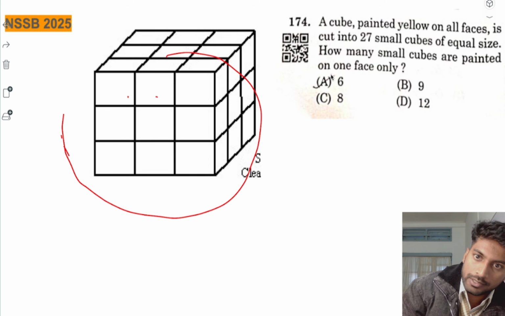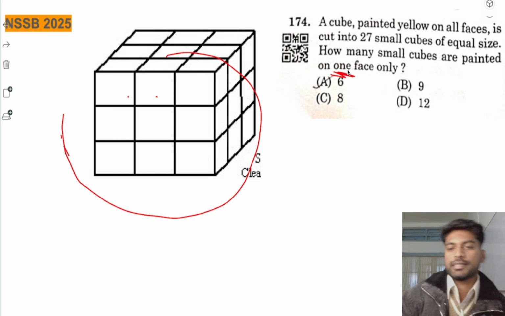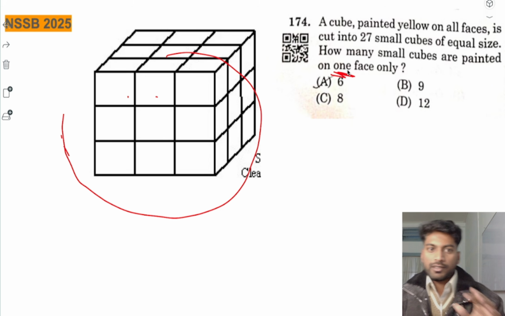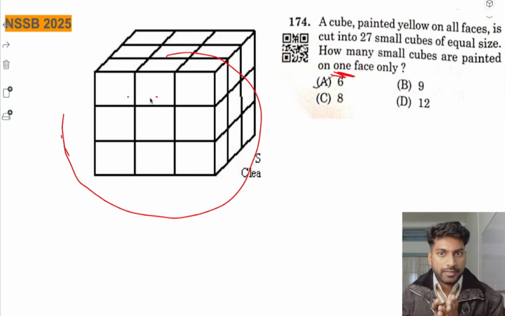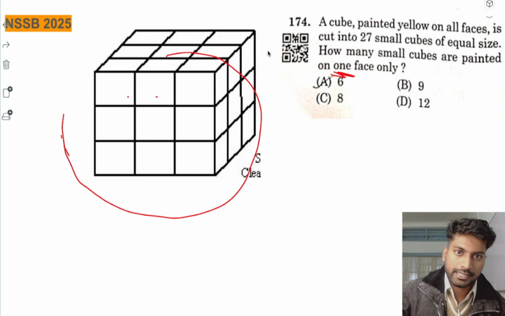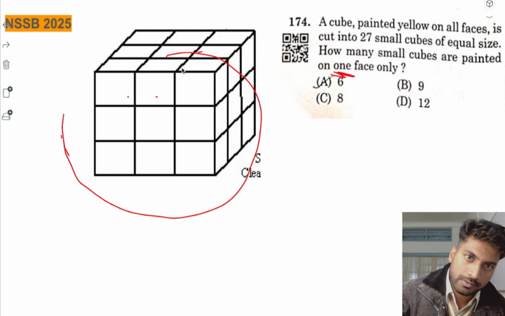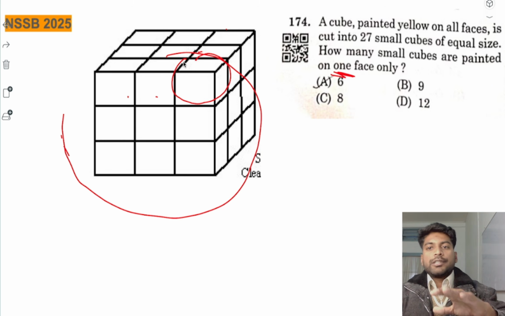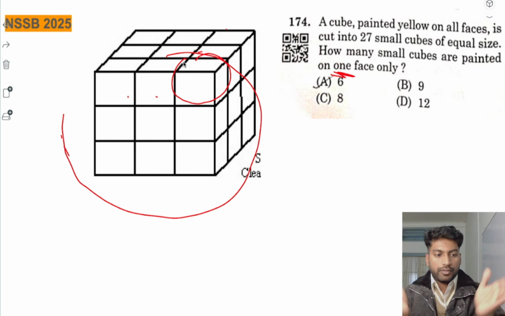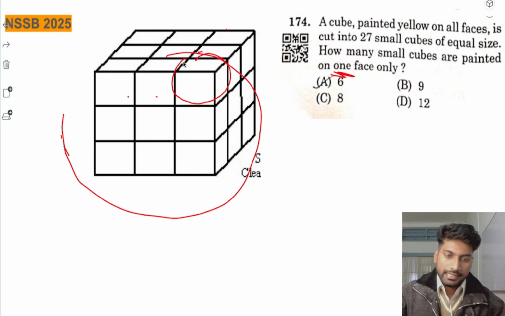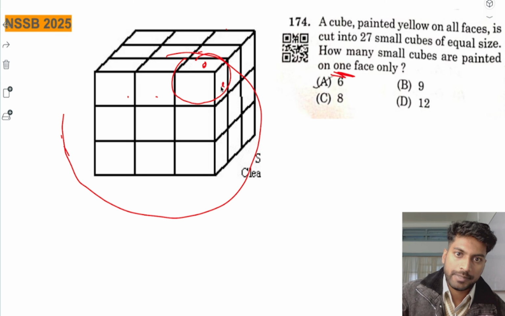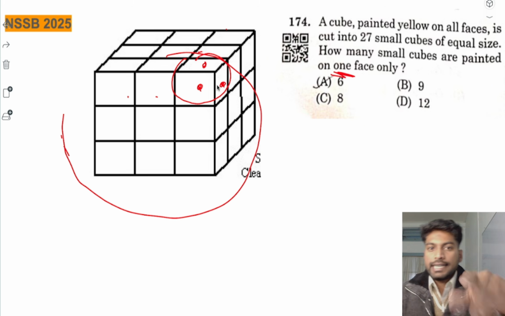Do you see this line? Only one face, only one face. अब देखो there are 27 small pieces. Suppose this is a cube. देखो this is a cube, this is a cube. Okay, if the yellow color is all over the faces, all over the sides, then देखो यहाँ पे भी yellow color होगा, यहाँ पे भी yellow color होगा, यहाँ पे भी yellow color होगा for that cube.